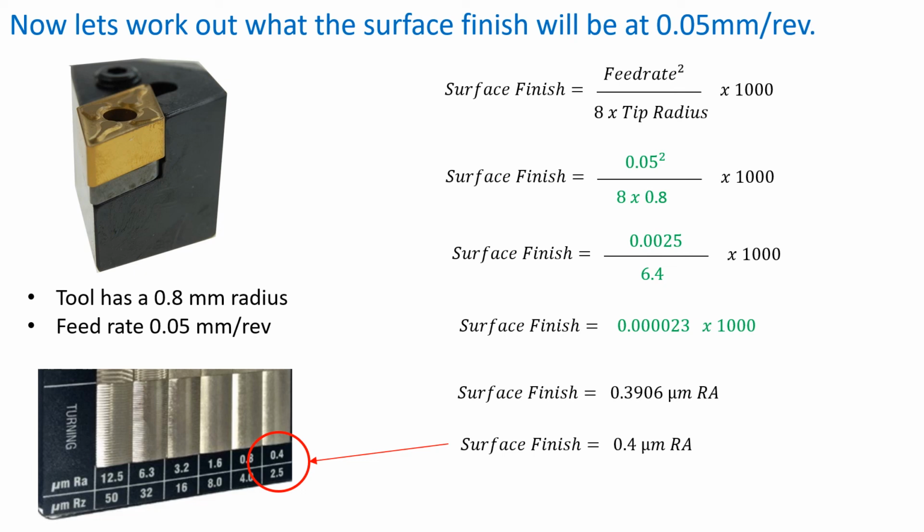Let's populate the formula. Now we have an equation. Don't forget our order of operations, and we end up with 0.4 micrometer surface finish. Keep in mind, depending on the radius and the feed rate, we might end up in between surface finish values on our surface finish gauge.